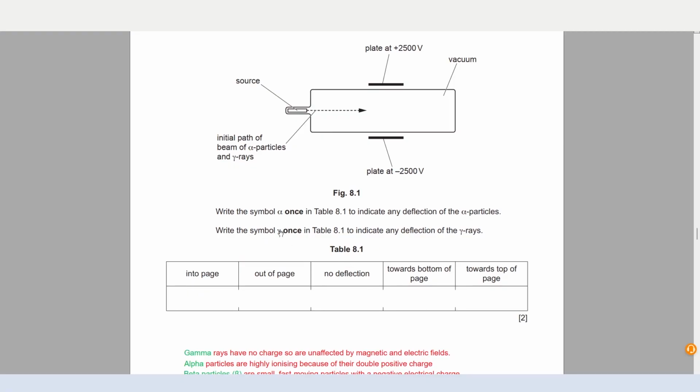And the second is the gamma particle. It's not going to get affected because it does not have any charge. So we can write here gamma in the section of no deflection, and alpha towards the bottom of the page, and you get 2 marks for this.